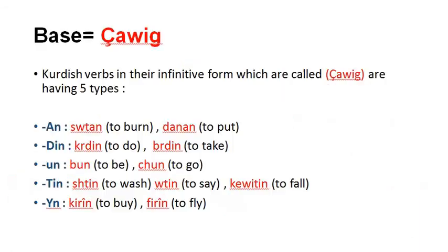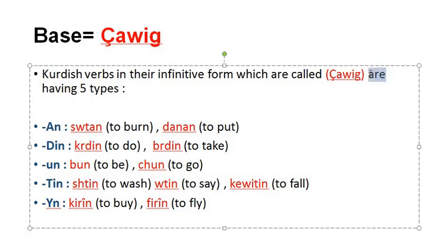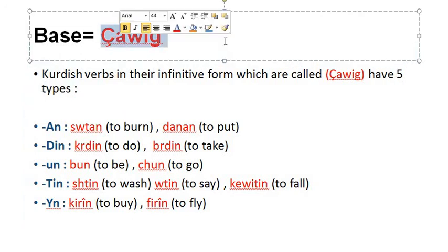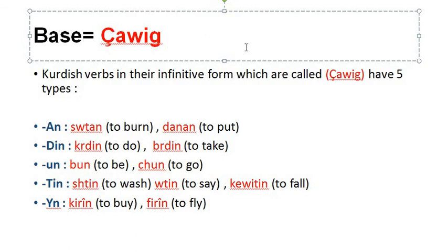Okay, now let's go to Kurdish verb base or infinitive verbs. It's very important to know. Kurdish verbs in their infinitive form, which are called chawag, have 5 types, or let's say half is better, I think. Chawag basically means infinitive verb, verb base or verb infinitive.